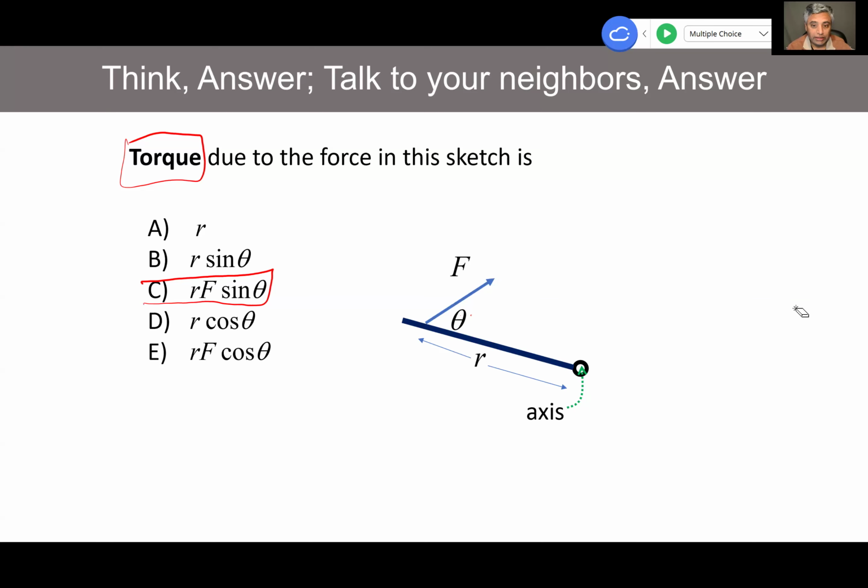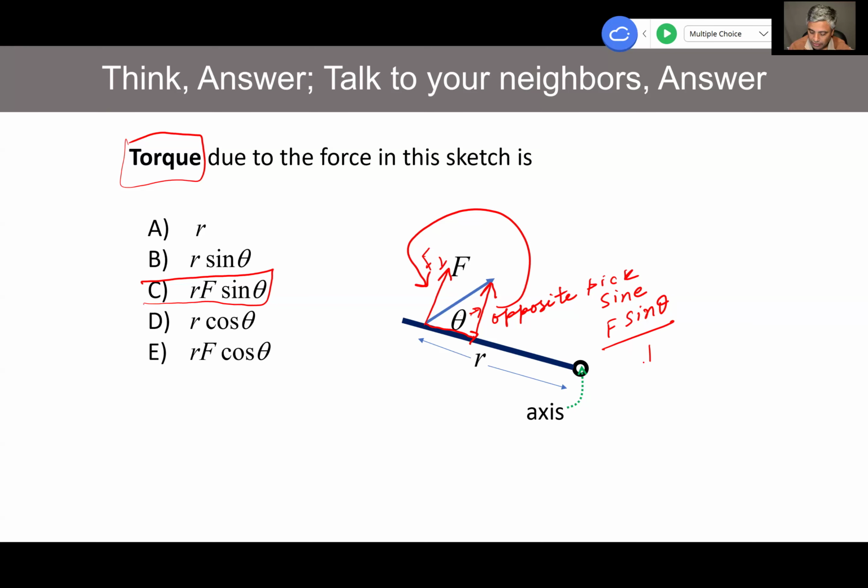Or we can also use other methods. For example, let's find the perpendicular component here, F perpendicular. What would that be? In that case, it's like drawing this way and then going that way. So that is the perpendicular component. This is opposite to theta, so it's going to be sine. That means F perpendicular in this case is F sine theta. So that's why torque is R F perpendicular, which means R F sine theta. So this is the second method we learned.